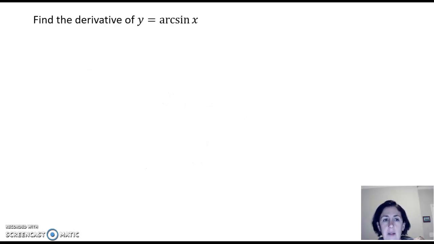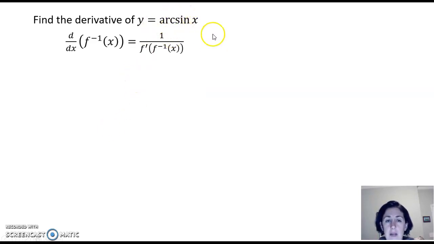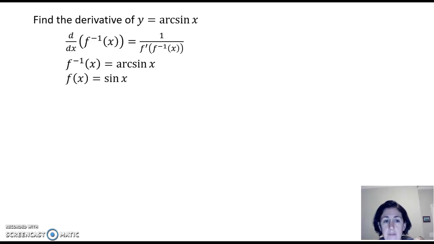So let's see an example of that. Let's find the derivative of the arc sine of x. So we just said that the derivative of an inverse function is 1 over the derivative of the regular function evaluated at the inverse function. So here arc sine is an inverse function, so that is my f inverse. And that is the inverse of the sine of x, so my original function is sine of x.